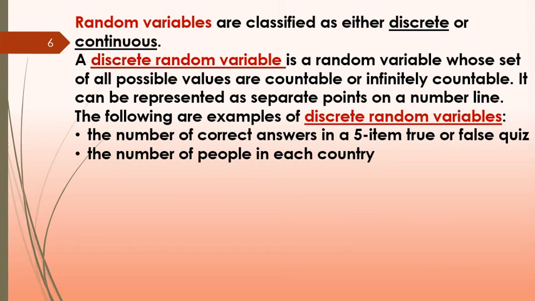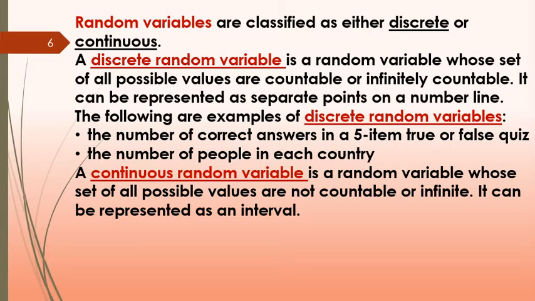When we say countable, we can count the values. The number of correct answers in a 5-item true or false quiz: we will count the number of correct items, so that is a discrete random variable. The number of people in a country: can we count the number of people? Yes. So how do we do it? We get the population count of a country.